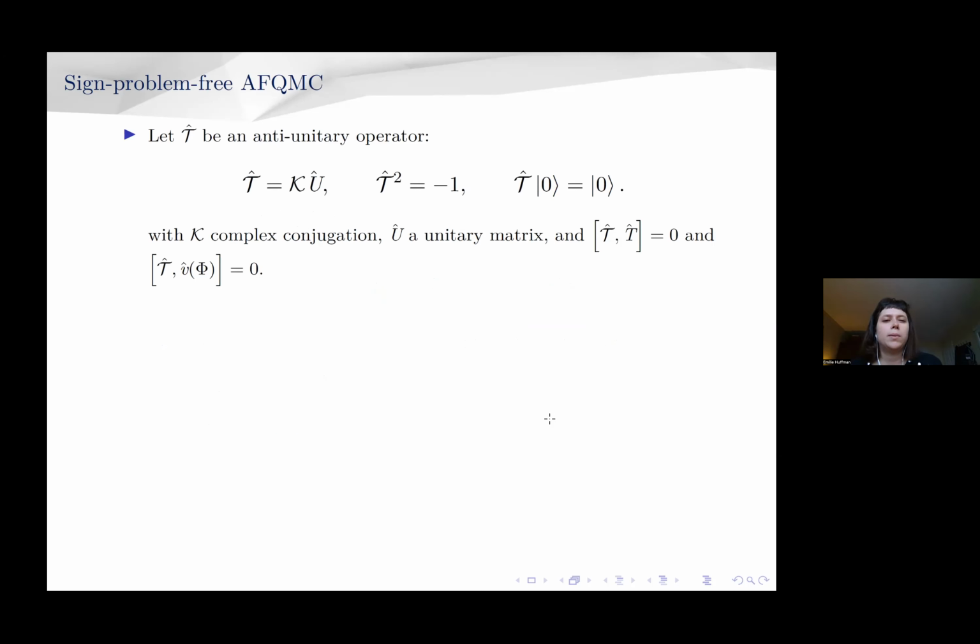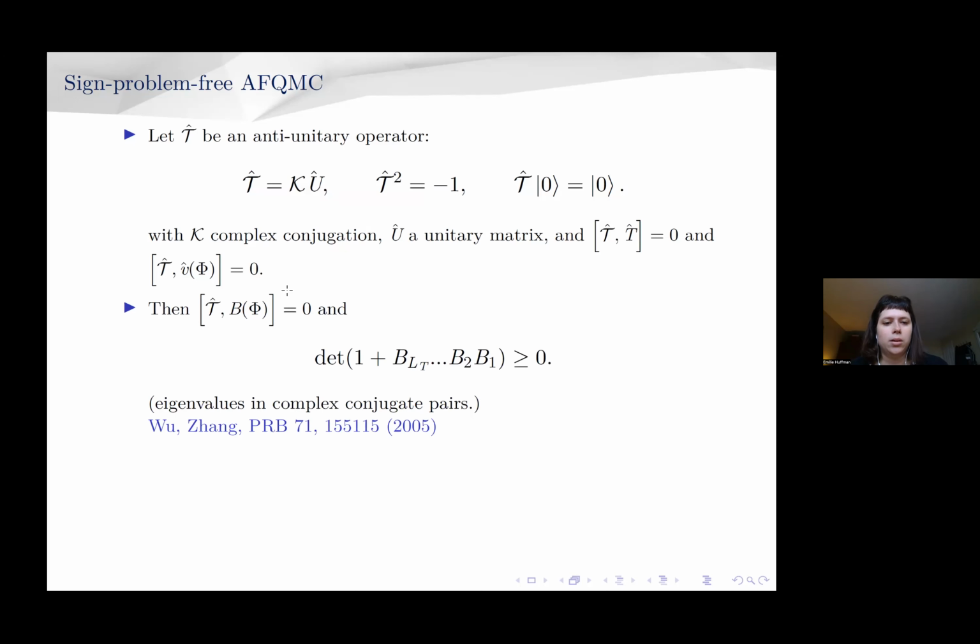Okay, so how do we know when there isn't a sign problem? I think there were even some questions related to that yesterday. There are some nice results, specifically geared at auxiliary field quantum Monte Carlo. One of them is that if you can identify an anti-unitary operator, and find that when you transform your Hamiltonian using it, it's a symmetry of the Hamiltonian, then you can prove that the determinant is always either positive or 0. You can look at this reference for more details on that.